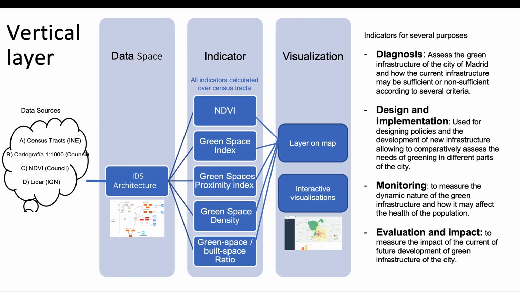So these indicators are NDVI, Green Space Index, Green Space Proximity Index, green space density, and a green space built space ratio. All these indicators have been generated and calculated across neighborhoods and census tracts, and they are visualized on a layer on a map with some interactive visualizations that can be used not only to diagnose, assess the green infrastructure in the city of Madrid, in this case, but also to design, implement, and monitor policies and their application in the context of a city. We will now move into a brief demo of this interactive visualization.